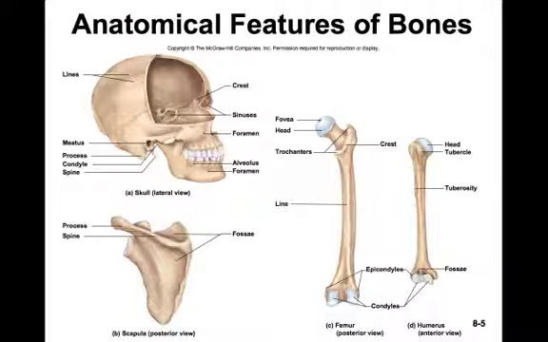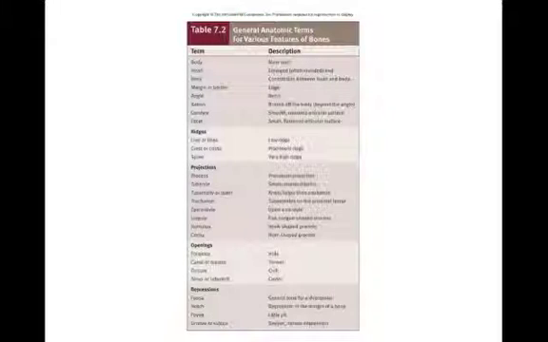Now, as for some of these anatomical features of bones, some of the language that we need to get used to, you'll see here in Table 7.2 in your text. You'll notice that there are many different names, for example, for openings. Foramen will always mean hole. Canal or meatus will always mean tunnel. Fissure is a cleft. A sinus or a labyrinth is an empty cavity, usually within a bone.